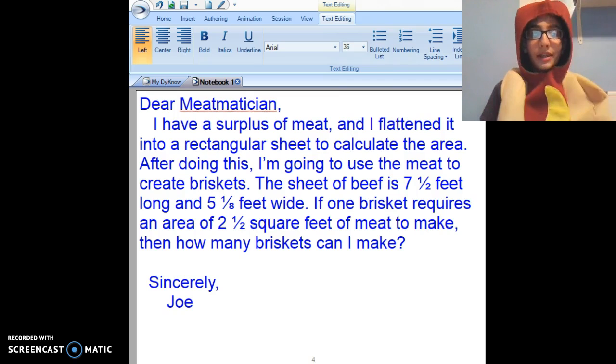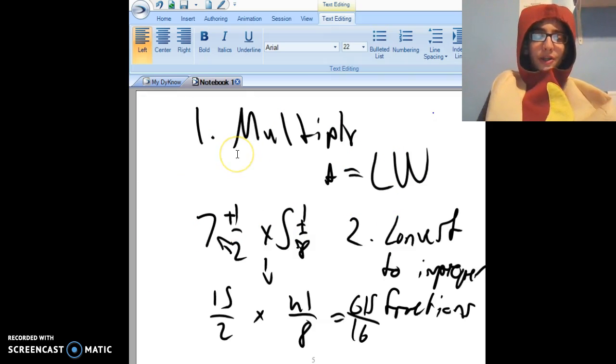Our first submission sent in today was Joe. He writes, Dear Meatmatician, I have a surplus of meat and I flattened it into a rectangular sheet to calculate the area. After doing this, I'm going to use the meat to create briskets. My favorite. The sheet of beef is 7.5 feet long and 5 feet wide. If one brisket requires an area of 2.5 square feet of meat to make, then how many briskets can I make? Sincerely, Joe. So Joe, first what we need to do here is multiply.